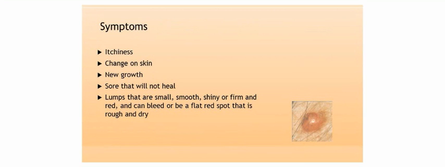So usually when we get a sore, over time it will heal itself and then it kind of disappears. But if it's not disappearing, there's probably something wrong. And then lastly, lumps that are small, smooth, shiny, or firm. They can be firm and red, or they can be flat and a red spot, and they're usually rough or dry. And an example is to the right, that picture of a lump that one may see. And if you do, please get it checked out.